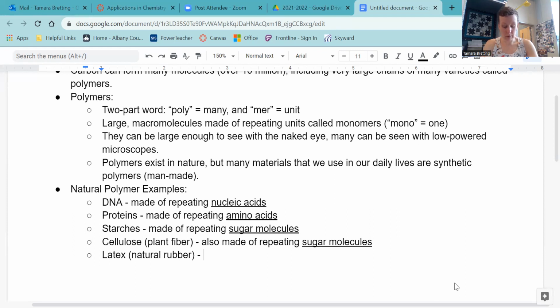It is a polymer and it is made of repeating isoprene molecules. Okay, made of repeating isoprene. My apologies, okay? Isoprene molecules.